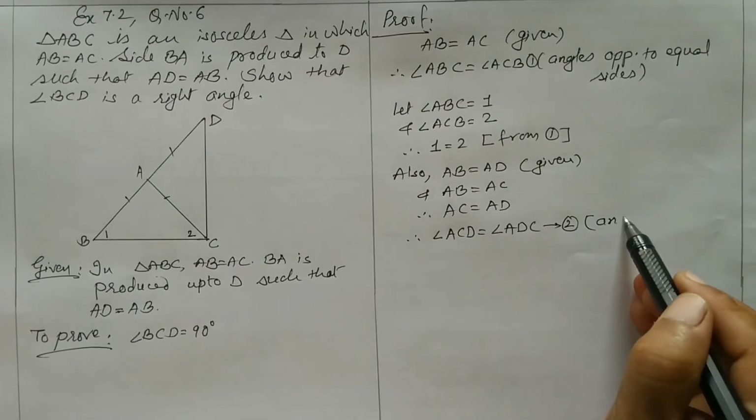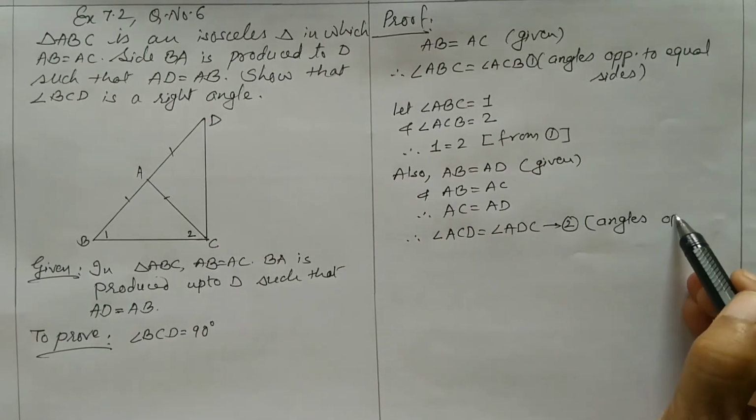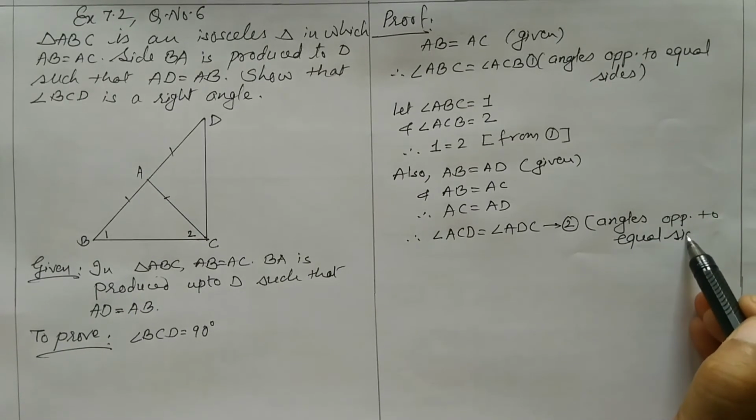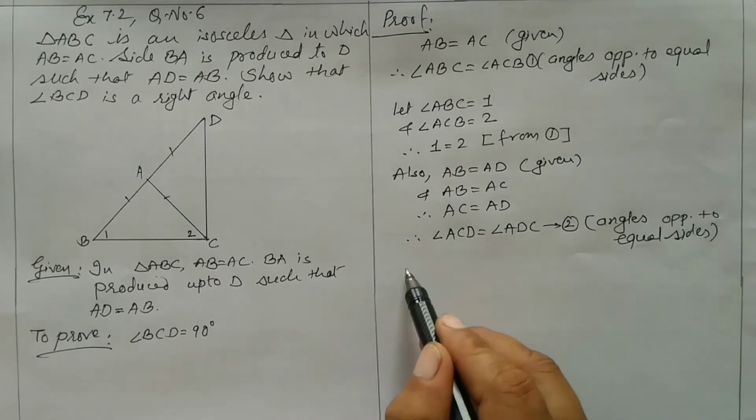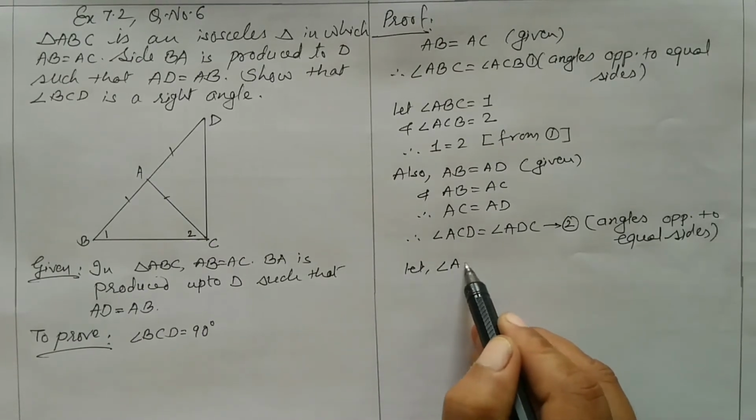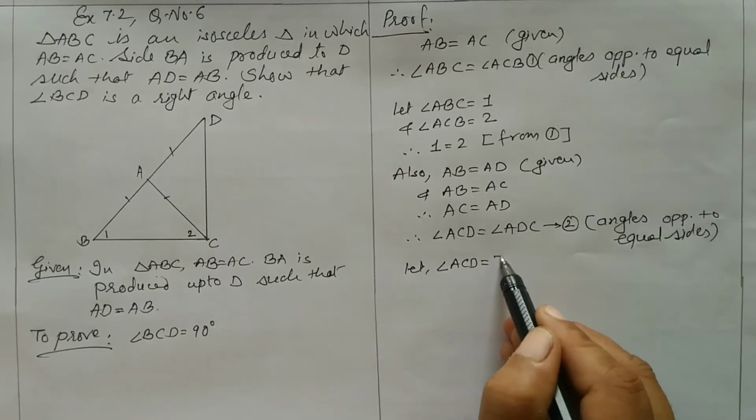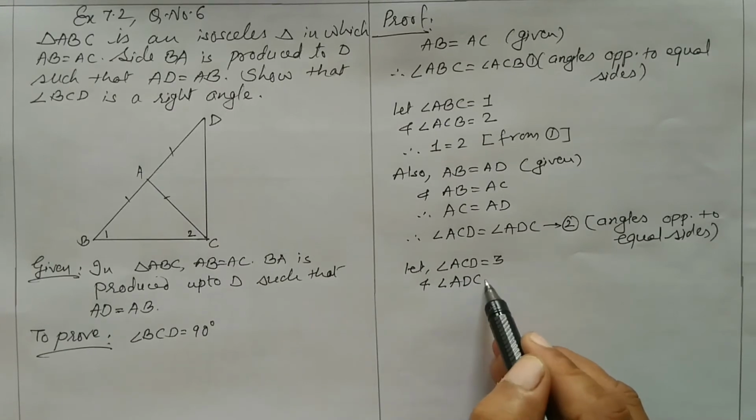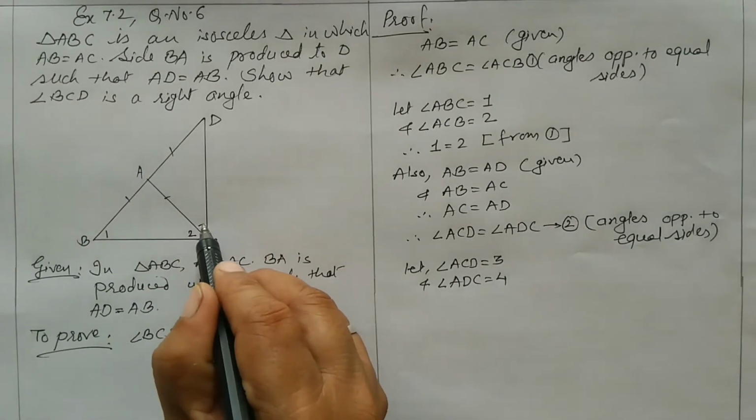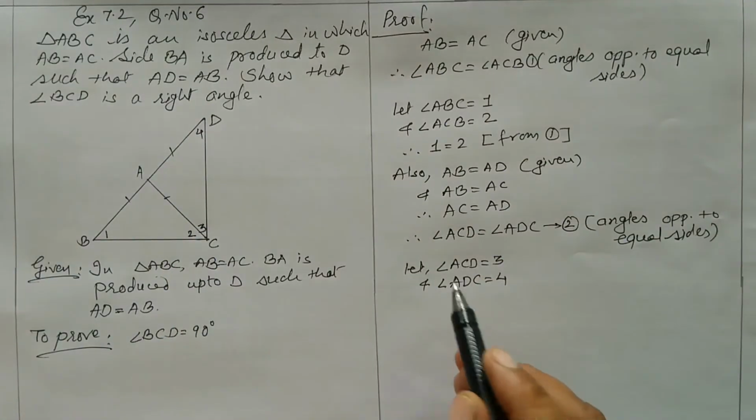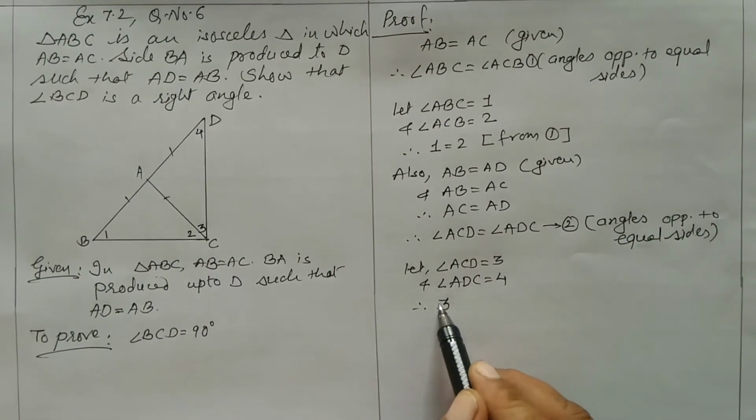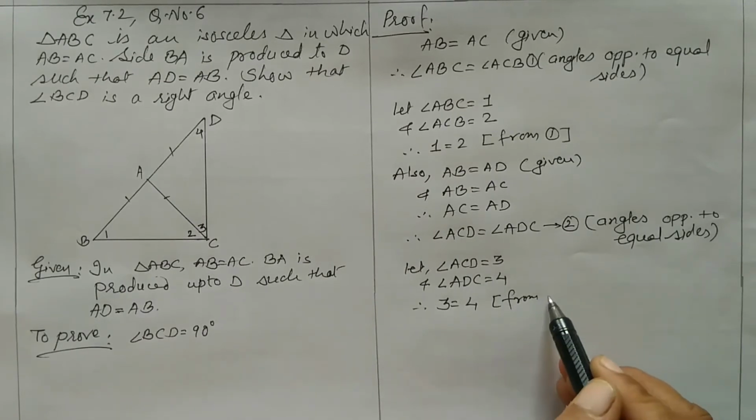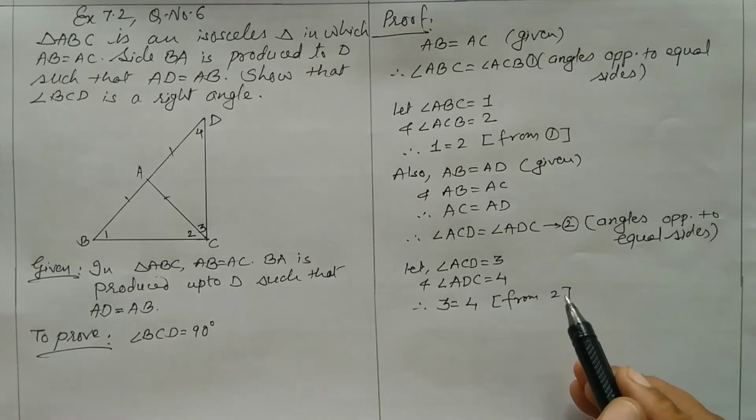Reason same, angles opposite to equal sides are equal. Okay, let angle ACD is equal to 3 and angle ADC is equal to 4. So this is 3 and this is 4. So therefore 3 is equal to 4 from 2 we can say.